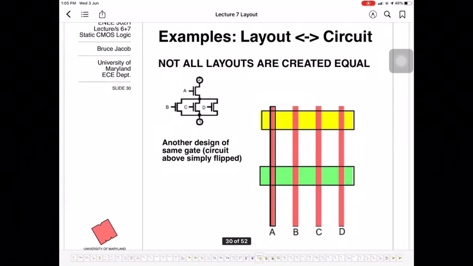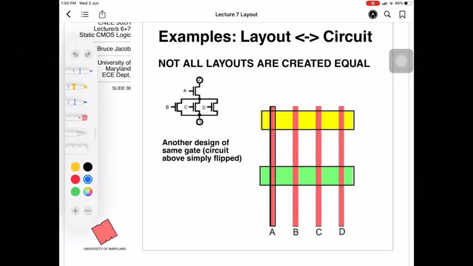Now we look at the other design. The other design has BCD connected to ground and A connected to F. The same way we did the previous layout, we put in the PMOS diffusion, the P diffusion, and this is the N diffusion, and then you run the poly A, B, C, D.